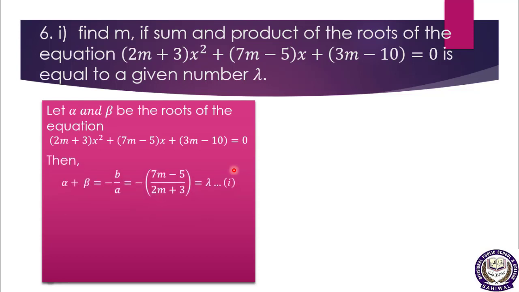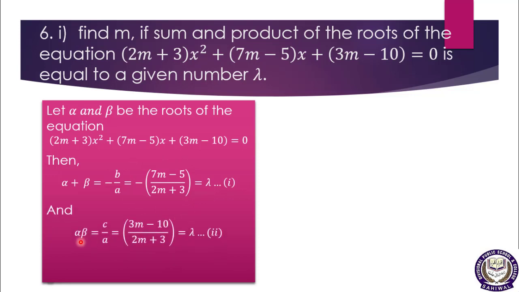Then the sum of the roots alpha plus beta is equal to minus b over a, which is equal to minus 7m minus 5 over 2m plus 3 equal to lambda. We know that the sum of roots is equal to lambda, so we put all these values equal to lambda and call this equation 1.